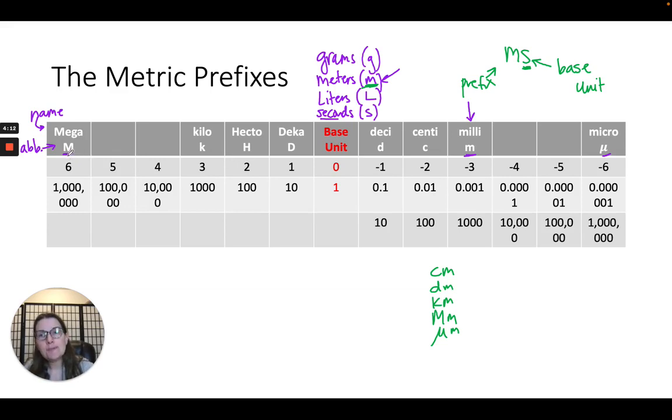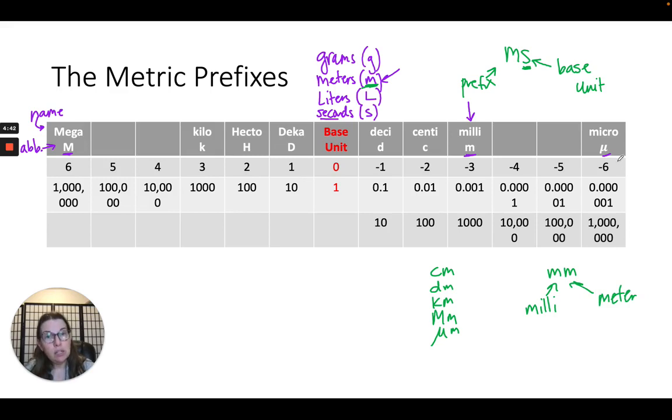Okay, back to the M's. Capital M stands for mega. Mega means 1,000,000 times bigger. So a megameter is a very long distance. We're probably talking about here to Arizona or something. Okay, millimeter means 1,000 times smaller. So if you were to see mm, this is going to mean millimeter. So the prefix always comes first, and then the base unit.